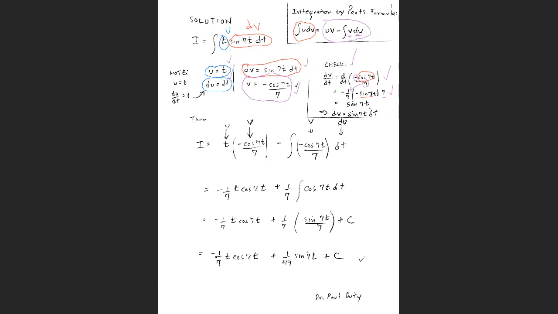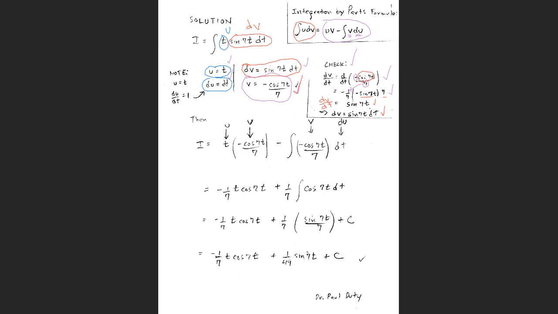So dv/dt would equal sine of 7t, and therefore dv is sine of 7t dt. So it checks out. If v is negative cosine of 7t over 7, then dv will be equal to sine of 7t dt.